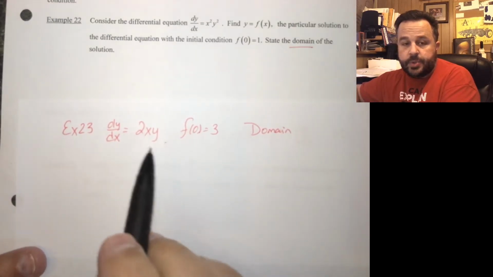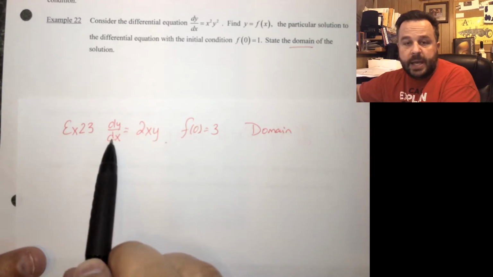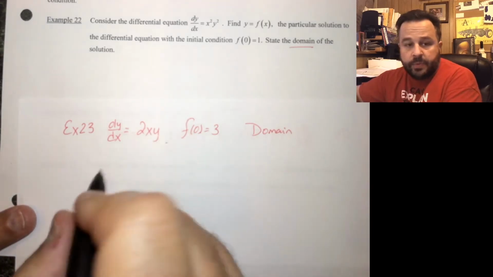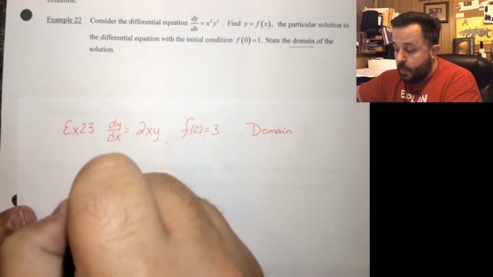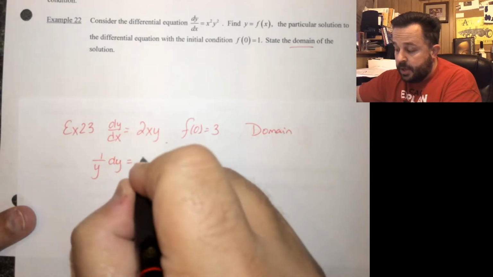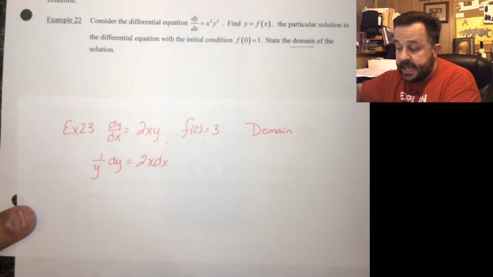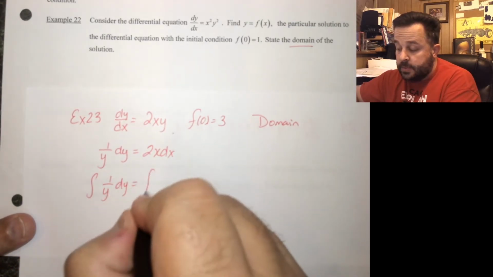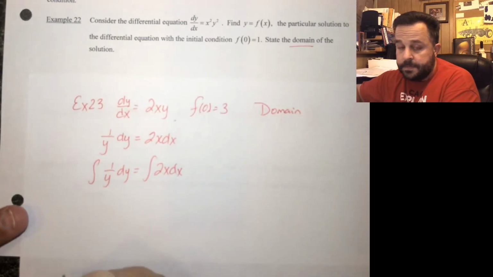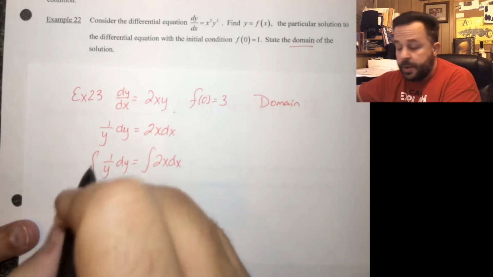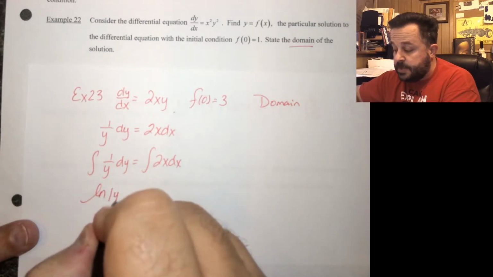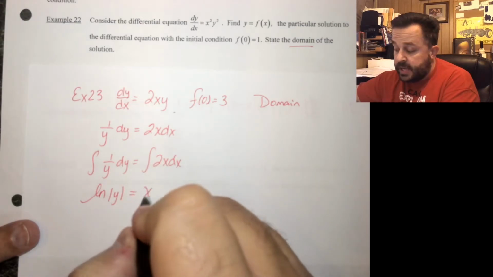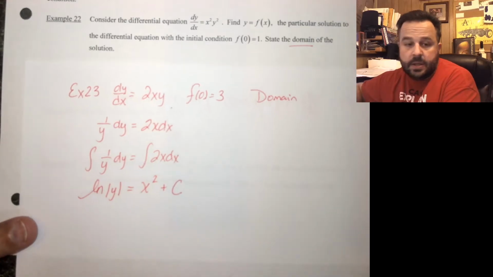dy/dx equals 2xy. So what we're going to do is go ahead and multiply both sides by dx while dividing both sides by y, or multiplying by 1/y. So on the left, I get 1/y dy, and on the right-hand side, I get 2x dx. Now we integrate both sides. The integral of 1/y dy equals the integral of 2x dx. On the left side, the antiderivative of 1/y is ln|y|, equals, and the integral of 2x dx is going to be x squared plus this constant.